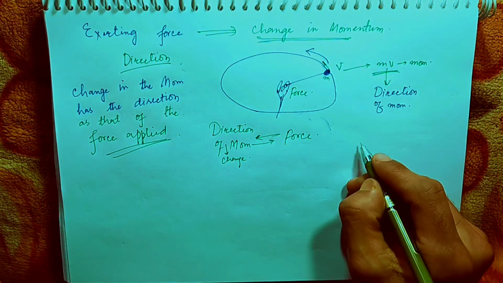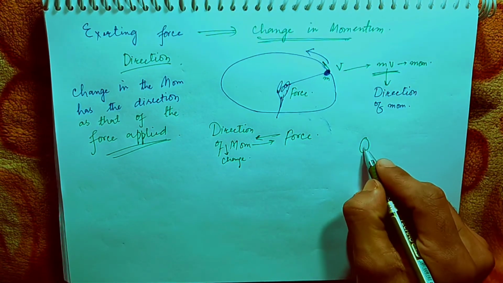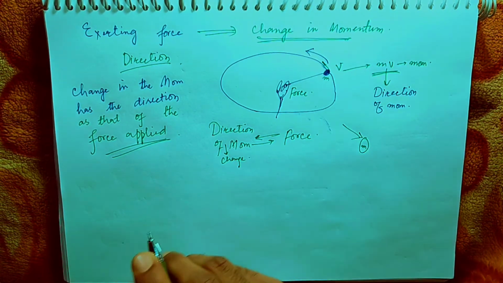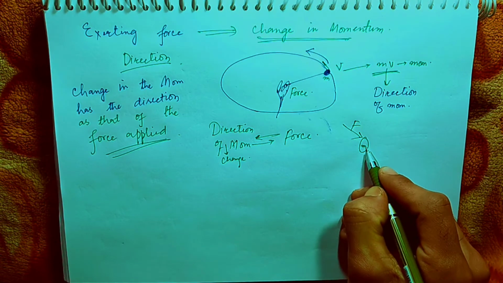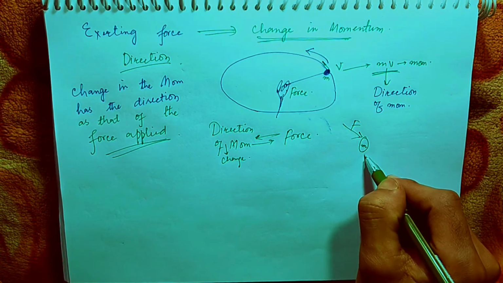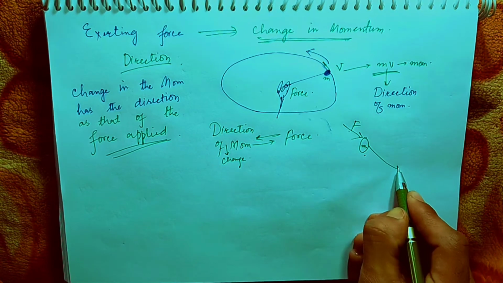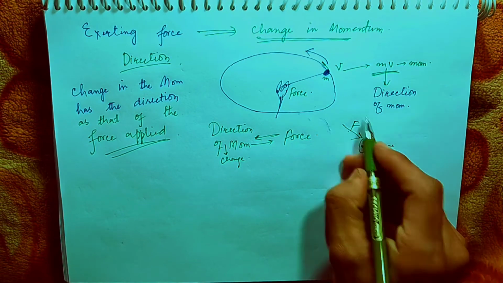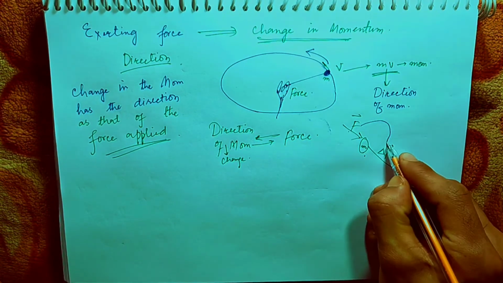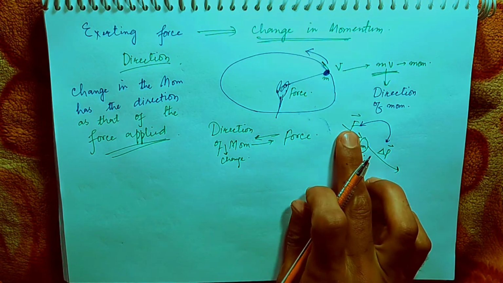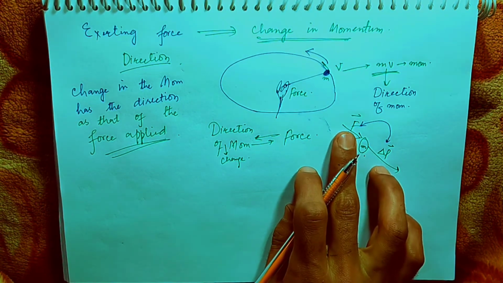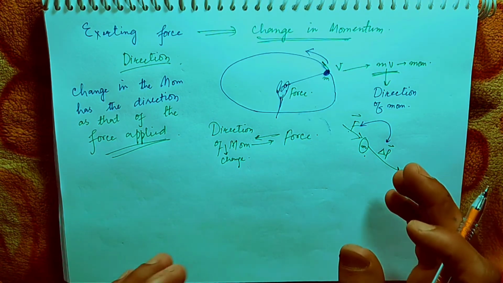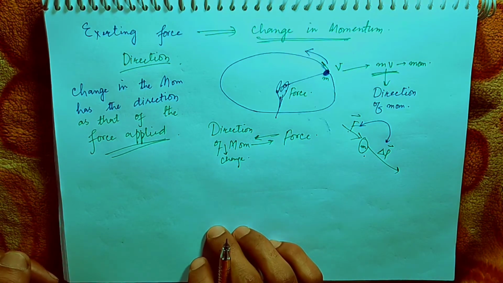For example, I am having a body here, it possesses some mass m with some velocity, and I am exerting here some force. The change in the momentum in this body will occur in the direction of the force. That means in this direction. So this will be the change in the momentum, and it's represented by delta p. So delta p will have the same direction as that of the force. So force determines and gives the direction of the change in momentum. Keep that also in mind.